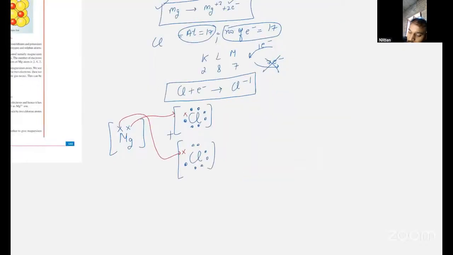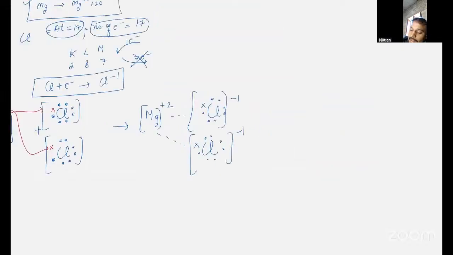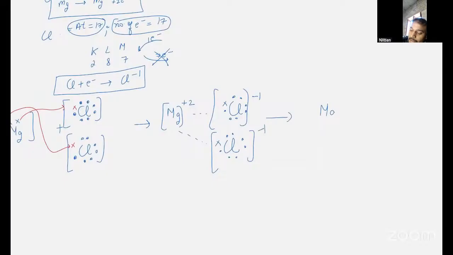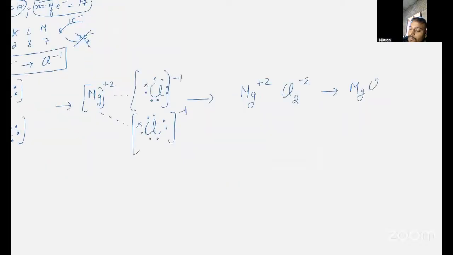So the final answer will be Mg plus 2, chlorine minus 1, in which 1 electron magnesium has, and the other one is also the bond of magnesium only. Why? Because he also received 1 electron. Hence, the final will be Mg plus 2, Cl2 minus 2. Hence, the compound will be MgCl2.